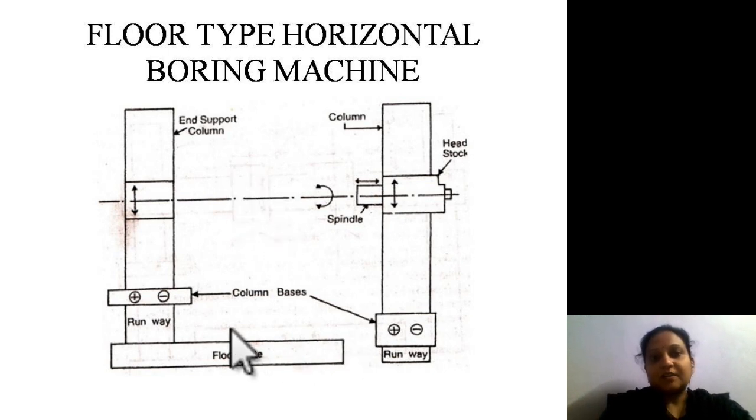So, here the floor plate will give the support for holding the component, and this runway means this is a component that can be adjustable and this floor plate will be fixed. So, here based upon the type of component which we want to machine, we can change the position of these two columns.